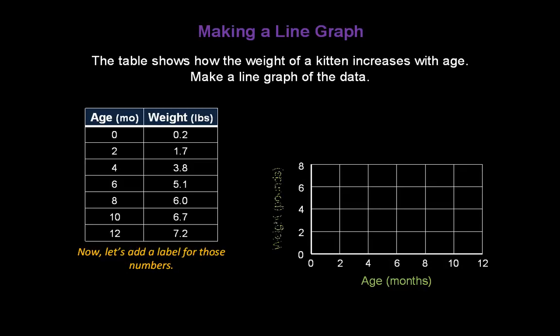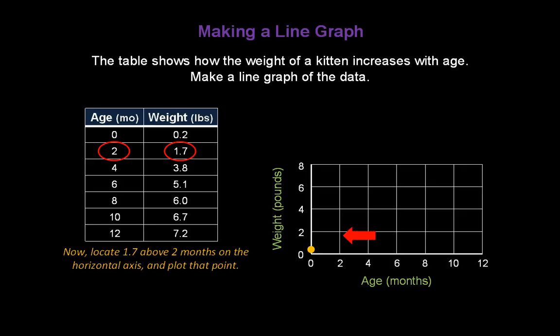Now let's add a label for those numbers. It's the weight in pounds. With both our x and y axes labeled, we can now start plotting our data points. At 0 months, when the kitten is first born, it weighs 0.2 pounds. So locate 0.2 above 0 on the horizontal axis and plot that point. Work your way down the table, locate 1.7 above 2 months on the horizontal axis, and plot that point.